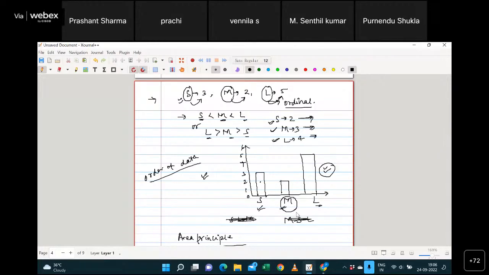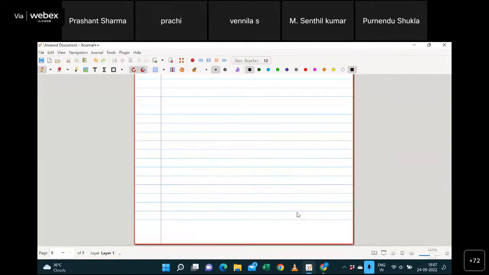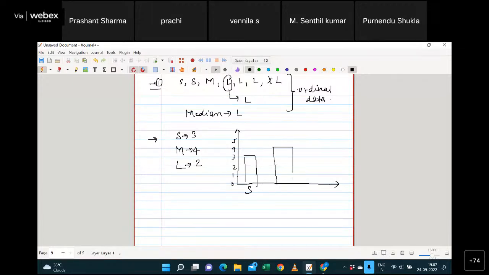Suppose my small size t-shirt is 3. Medium is 4 and large is, let's say, 2. And I draw a bar chart for this. Let's say this axis is 0, 1, 2, 3, 4, and let's say up to 5. Small is up to 3, medium is 4, and large is 2. So what will be the median for this data set? Can you tell me?